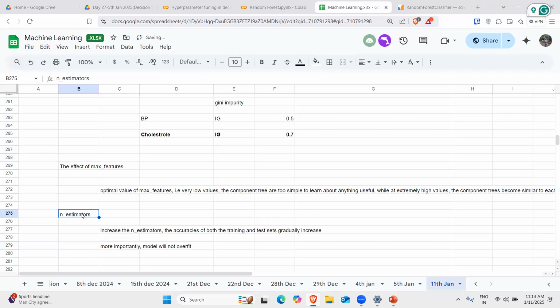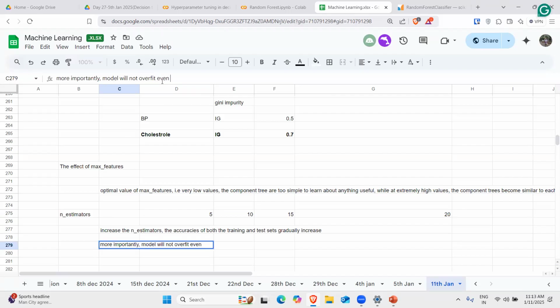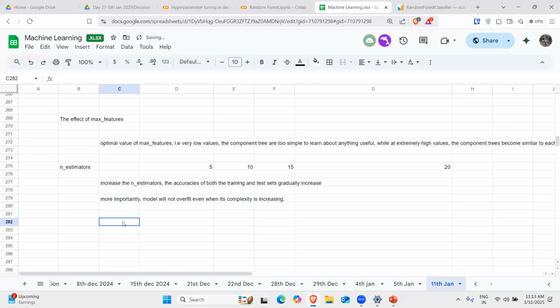Meaning that if you increase n_estimators, let's say from 5 to 10, 15, 20, your model complexity will increase, right? But on the other hand, you'll see an increasing trend in both training and testing accuracy, right? So more importantly, the model will not overfit even when its complexity is increasing, right? So this is an important benefit of random forest.